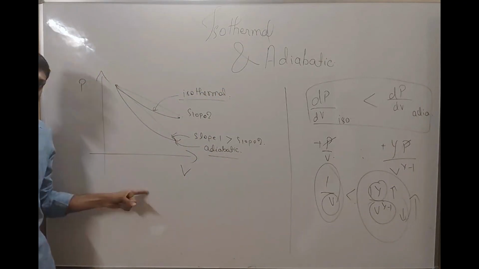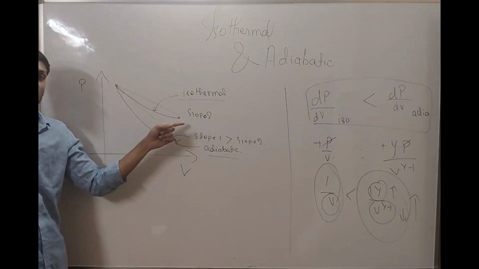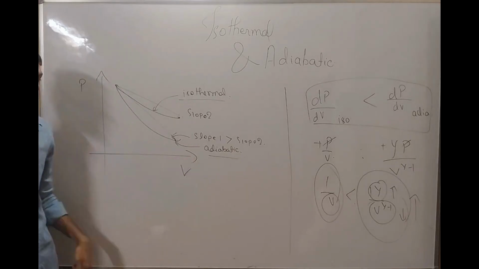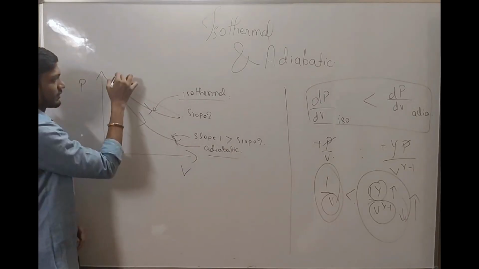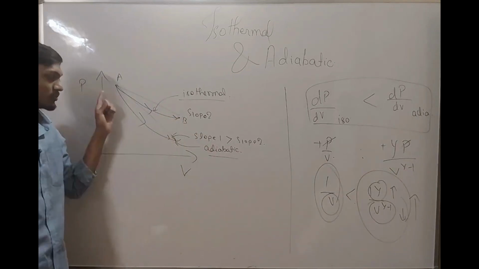Therefore, in a PV diagram, isothermal is the upper curve and the adiabatic is the lower curve while it is compressing from A to B, while its volume is increasing.